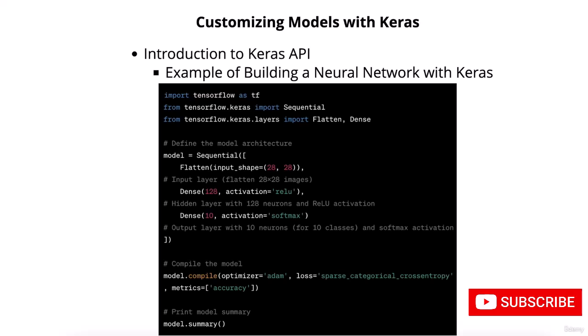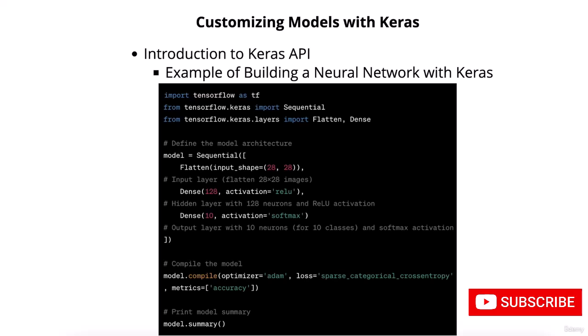Next, we define the model architecture by saying model equals Sequential, Flatten of input shape equal to 28 by 28. Next, we have the input layer. What we did above is the input layer, which flattens 28 by 28 images. Next, we're using Dense 128, activation ReLU, which is the hidden layer with 128 neurons and ReLU activation. Next, Dense 10, activation softmax, which is the output layer with 10 neurons for 10 classes and softmax activation.